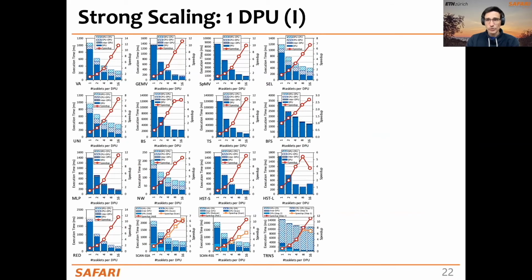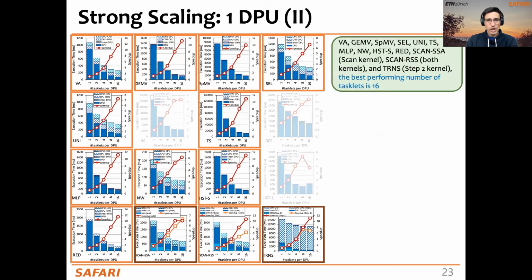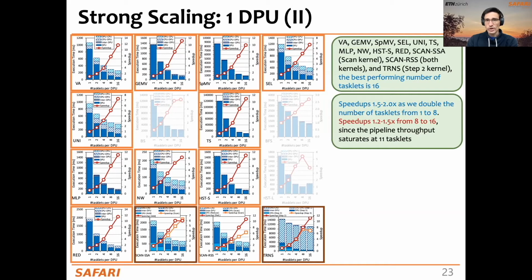So let's start with some observations here. One thing that we can observe is that for the majority of the kernels, the best performing number of tasklets is 16. We observe linear speedups of something between 1.5 and 2.0 times when we double the number of tasklets from 1 to 8, and then a slightly lower speedup, something between 1.2 and 1.5 times, when we increase the number of tasklets from 8 to 16.